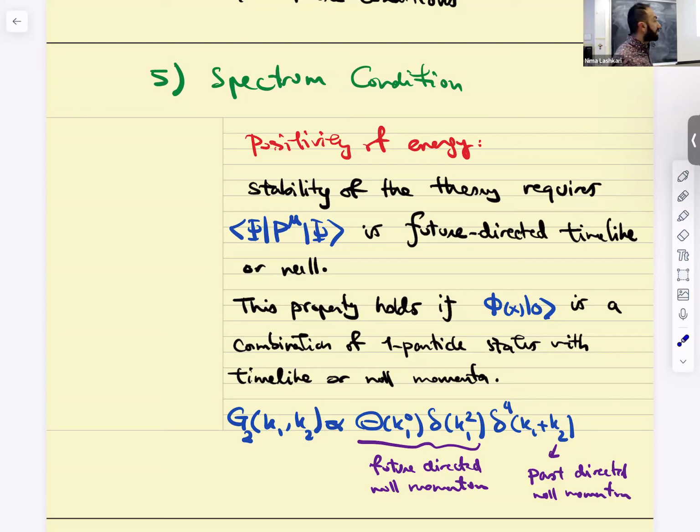That also translates to the following statement. The two-point function in momentum space looks like theta of k1^0, delta of k1 squared, Dirac delta function of k1 plus k2. This says that the two-point function of k1, k2 has to do with the contraction of a future directed null momentum. This is future directed. This is null momentum. And it has to be contracted with a past directed null momentum.